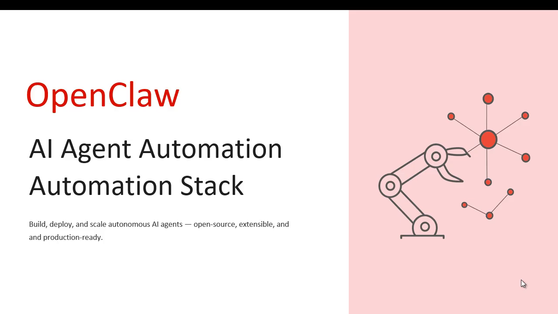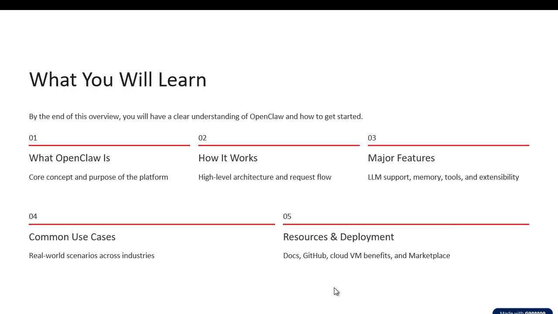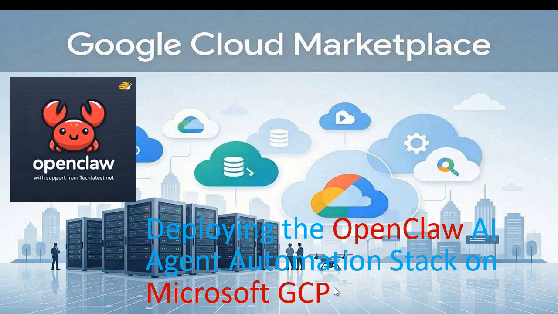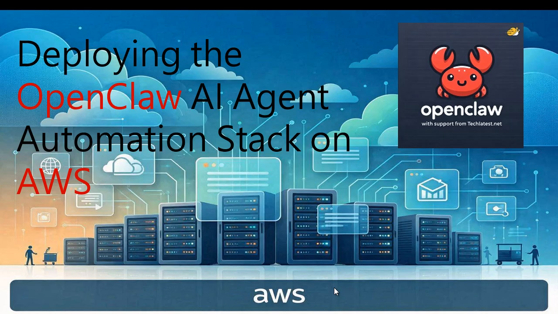In the previous lesson, we covered an introduction to OpenClaw and its capabilities, deploying OpenClaw on Microsoft Azure, and deploying OpenClaw on Google Cloud Platform. In this lesson, we will deploy OpenClaw on Amazon Web Services (AWS) using the TechLatest OpenClaw virtual machine available through the AWS Marketplace. So by the end of this video, you will have a fully functional OpenClaw instance running on AWS and ready to use.